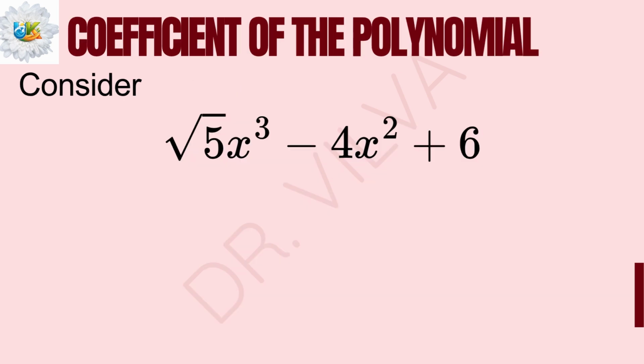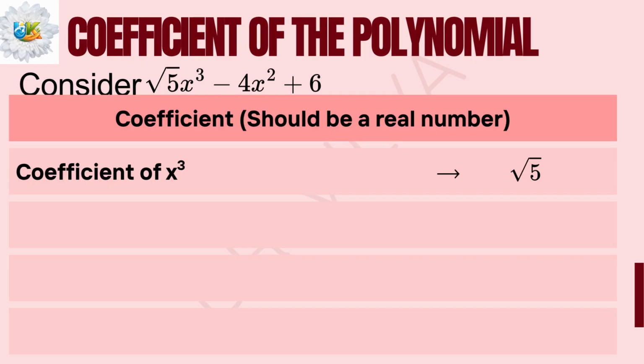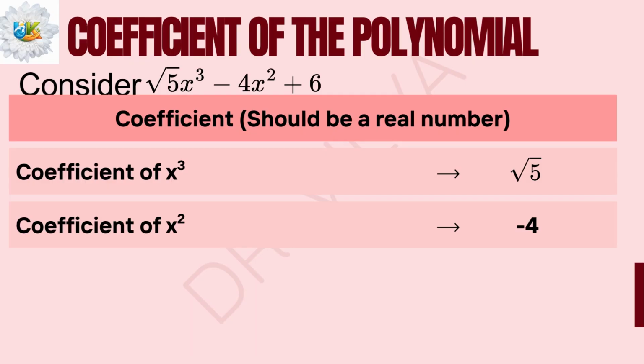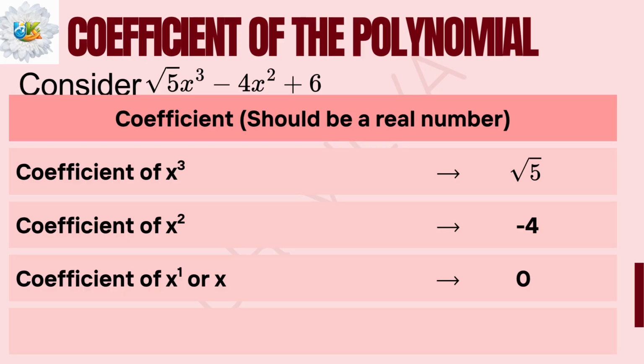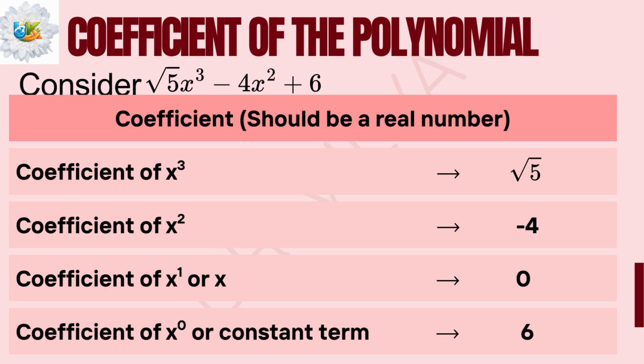Now the numbers multiplying your variables are coefficients. For root 5 x cube minus 4x square plus 6, the coefficient of x cube is root 5 and the coefficient of x square is minus 4. If a power is missing, like x power 1, that is, x is not present in the expression, its coefficient is 0.